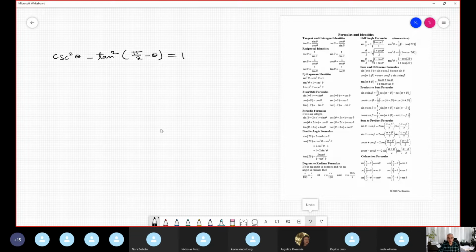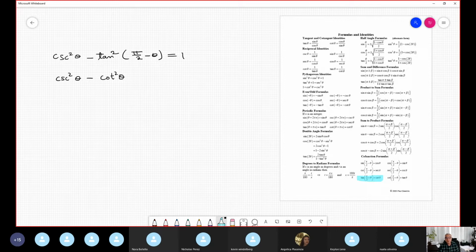Okay, so now we're using again the cofunctions formulas. In this case, I'm using this function, look. Right? Tangent pi over 2 minus theta es cotangent, pero es square. Entonces es cosecant square theta minus cotangent square theta. And disappear pi over 2 minus tangent, I replace by the cofunction, equal 1. Okay, now this look like similar to this. Let me see.